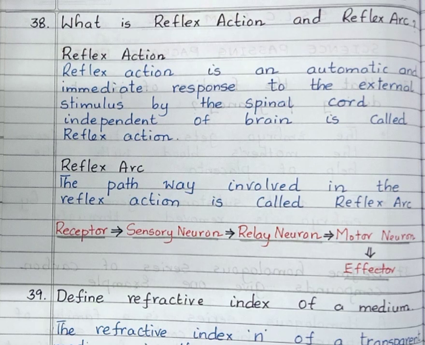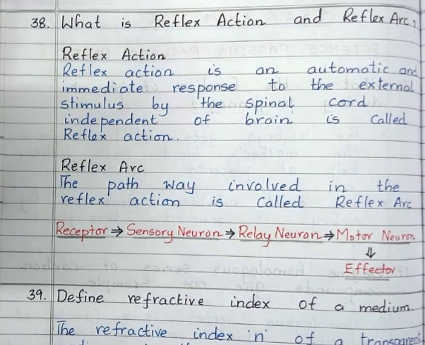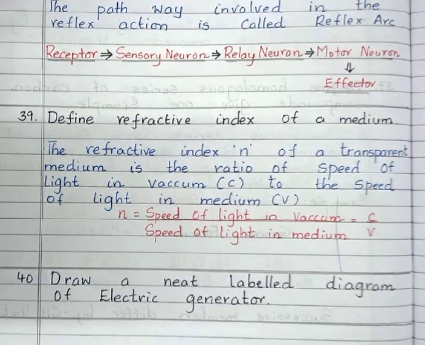The pathway involved in reflex action is receptor, sensory neuron, relay neuron, motor neuron, and finally the effector. The example for reflex action is that you immediately remove your hand when you touch a hot pan.